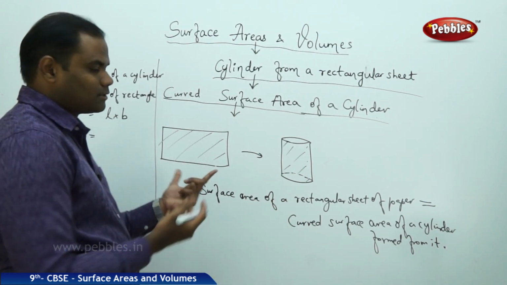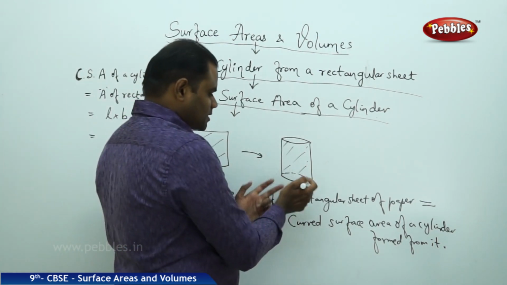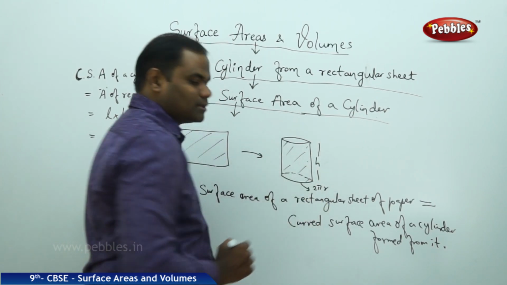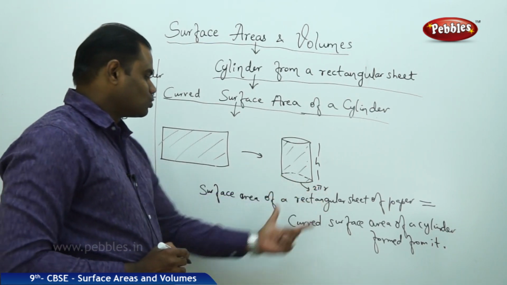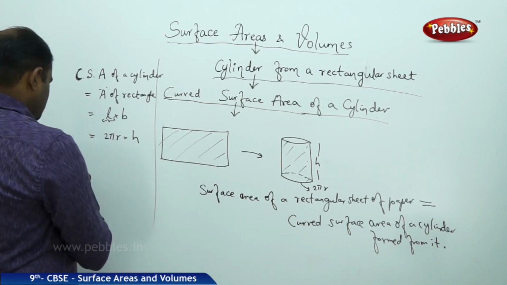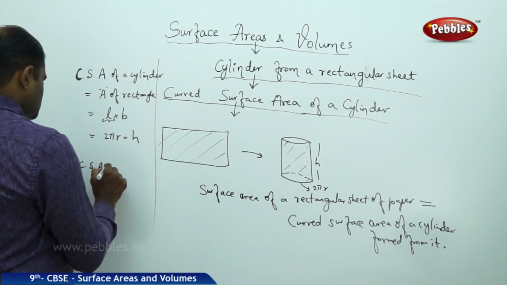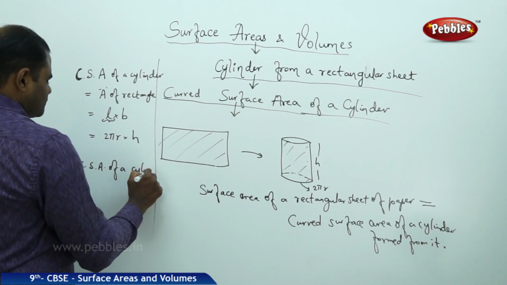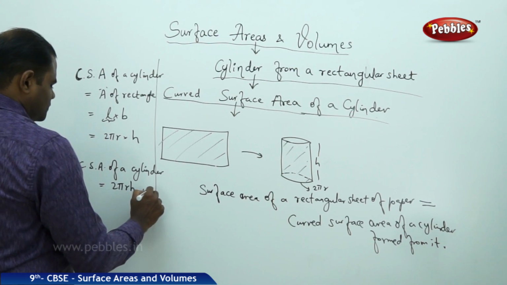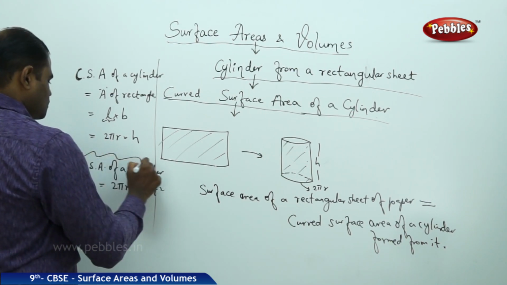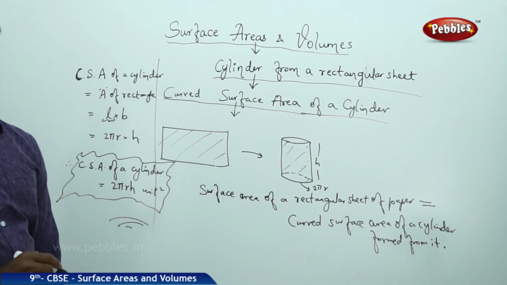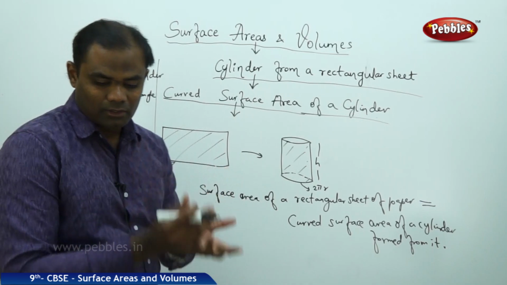But my length, which forms the circumference, as seen in the previous case, gives me the circumference 2 pi r, and the breadth gives me the height h. So length becomes 2 pi r and the breadth becomes the height. Therefore, the CSA of a cylinder is 2 pi r h unit square. That is how we understand the curved surface area of a cylinder.